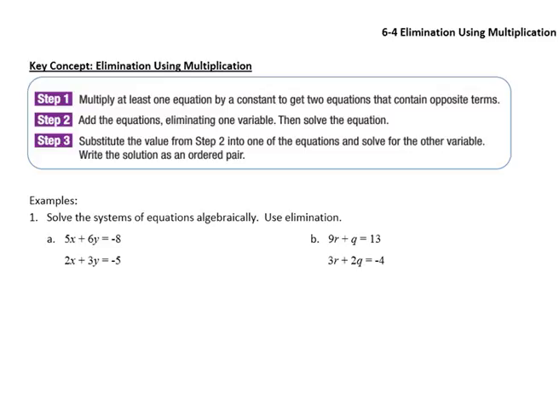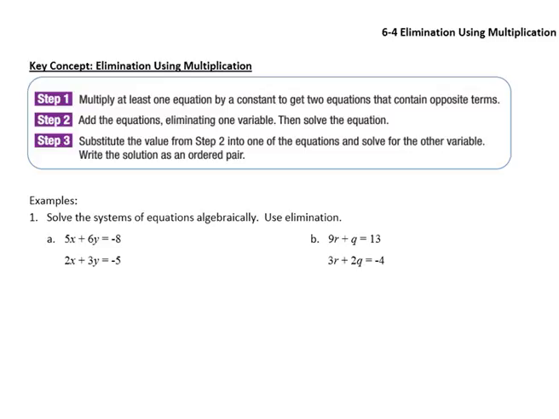So for example, if I look at A, I have 5x, 2x, I have 6y and 3y. Neither of those are the same coefficient, opposite sign. So what I'm going to do is go through and multiply. It's kind of like getting a common denominator with fractions. I need one of these two to be the same. And the less amount of work you have to do to get there, the easier it is.